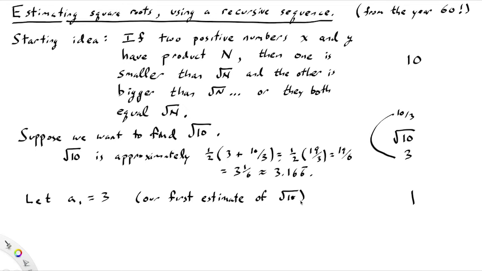And the way that I'll produce the next estimate is that I took the average of my previous estimate and 10 divided by the previous estimate. And I did this because one of these numbers will be smaller than root 10 and the other will be bigger, because they multiply to 10. And this ended up being 3.16 repeating.